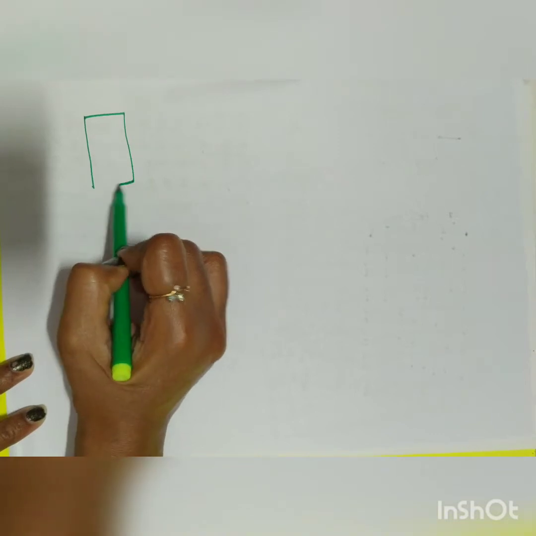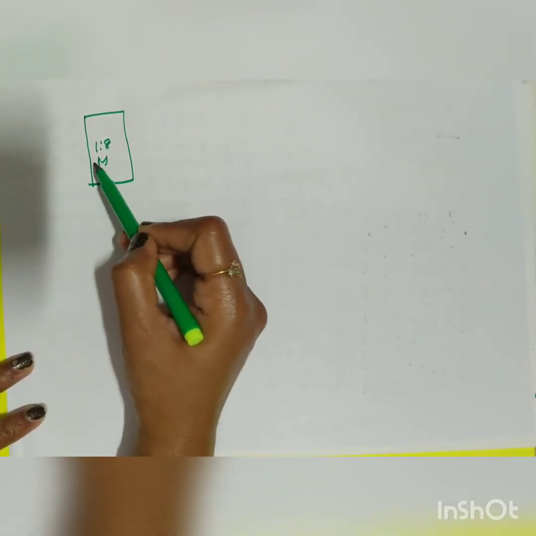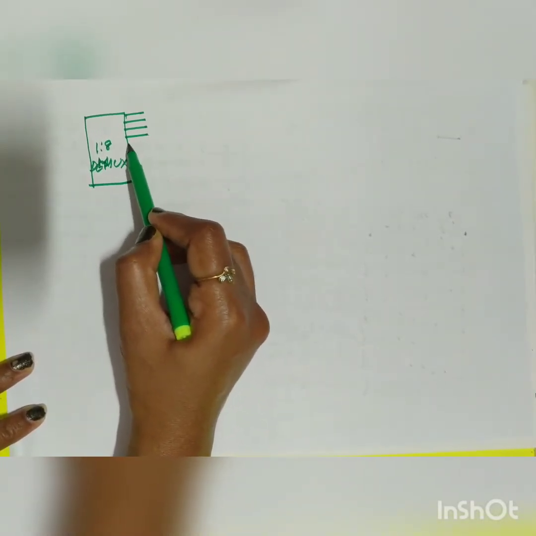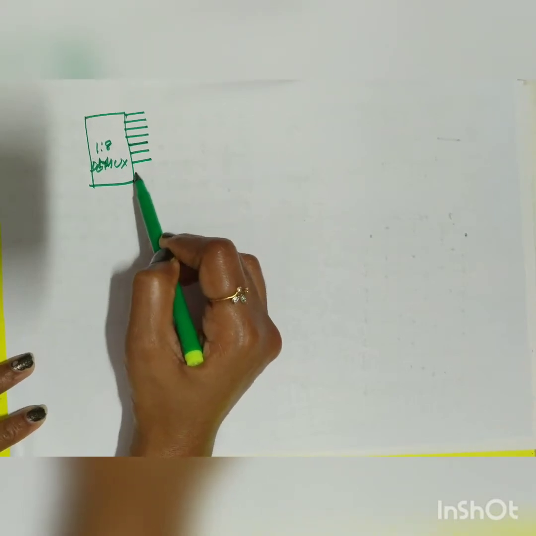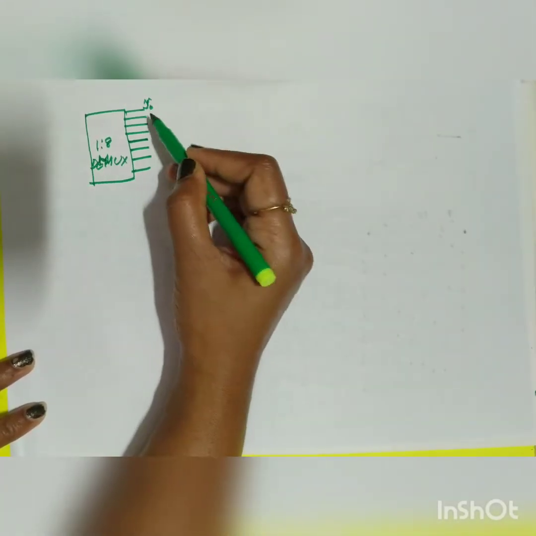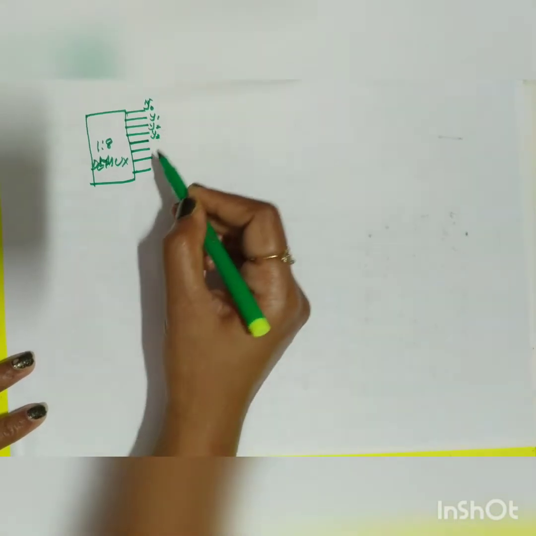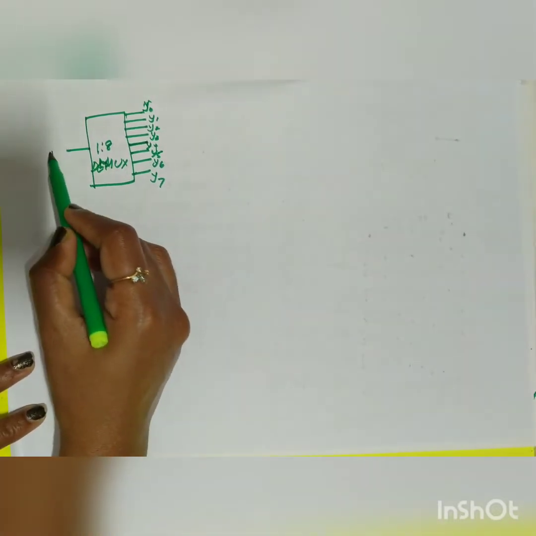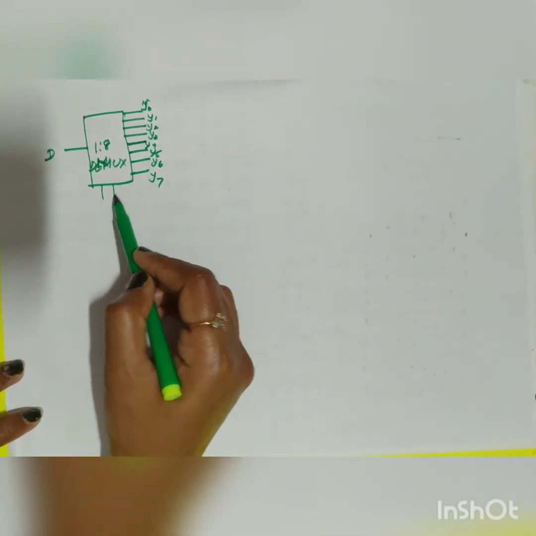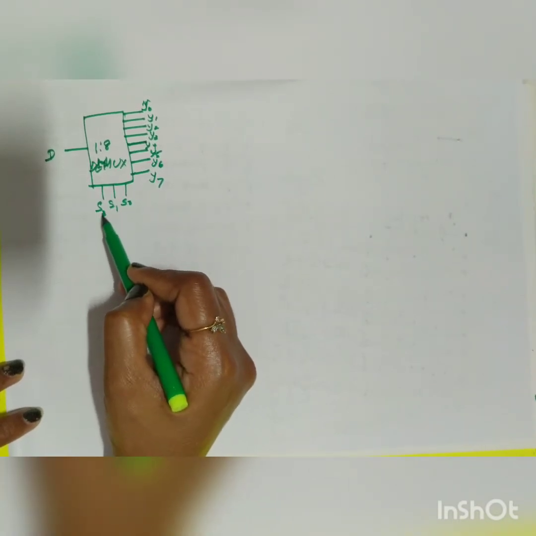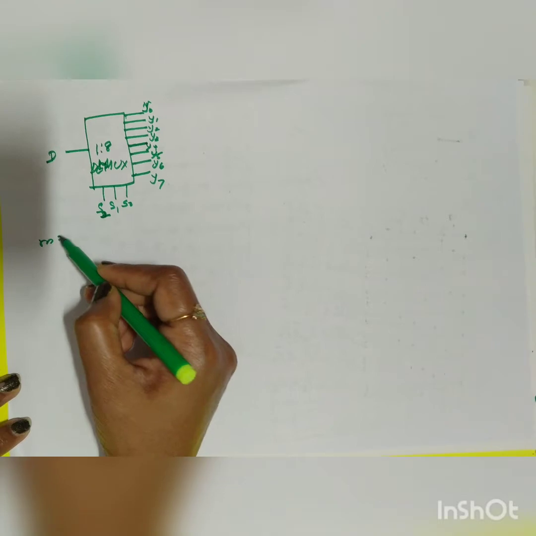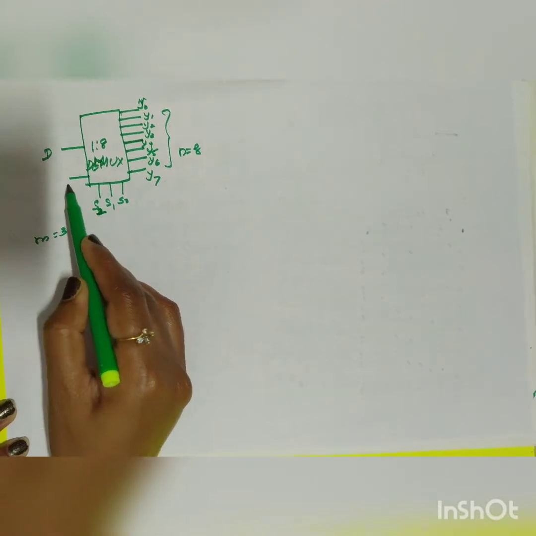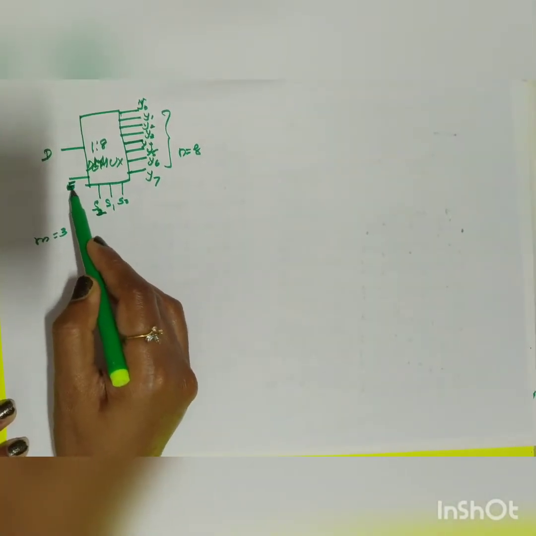How will you have to draw your block diagram? So 1:8 demux. So what will be the number of outputs? 8, right? So you will be getting Y0, Y1, Y2, Y3, Y4, Y5, Y6, Y7, and here you will be having a single input. If I take this as D, what will be the number of select lines? S0, S1, S2, 3 select lines. So M is equal to 3 and N is equal to 8. So this is going to be your block diagram. You can give an additional enable pin also, which is active high.